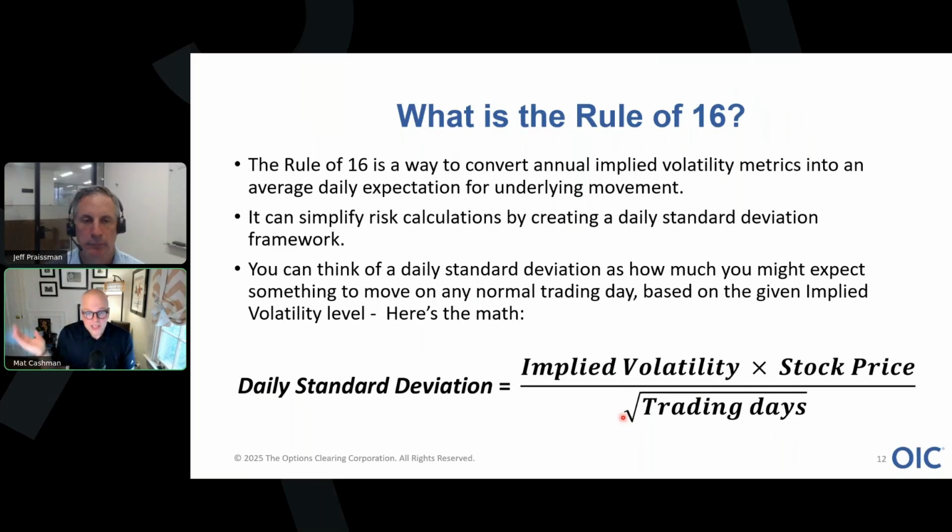You can also do it weekly. If you want to do it weekly, you could do the square root of 52. There's 52 weeks in a year, right? You can use this in whatever way you want. Just make sure you understand what you're doing when you're altering that equation and using a different square root of time in the denominator.